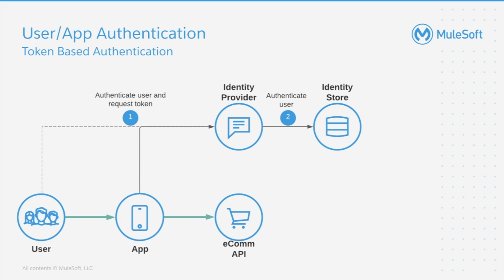Typically, the user will interact directly with the interface the identity provider exposes so that the app does not have any secure credentials or secrets from the user. Once the user is authenticated, the identity provider will issue a token back towards the application.